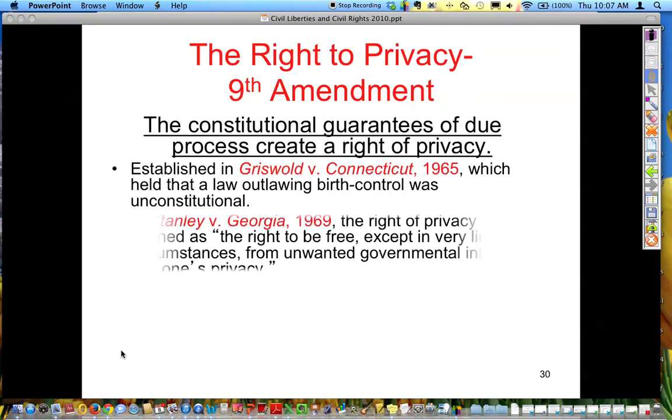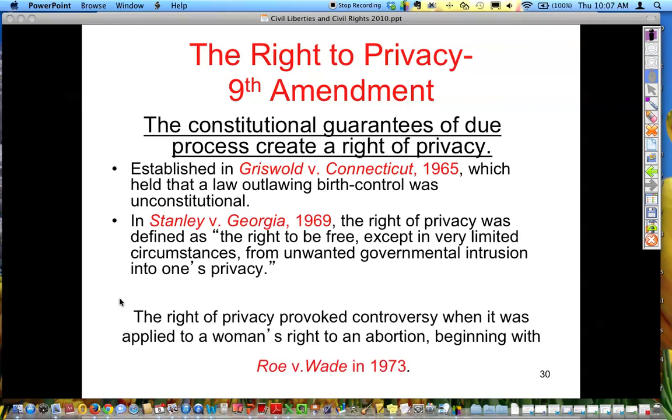The last part that I want to look at is the Ninth Amendment. This is unenumerated rights, and the Supreme Court has said that there is a degree of privacy which they have ruled under the Ninth Amendment. I've talked in class before about Griswold versus Connecticut, which held that the Connecticut law outlawing birth control was unconstitutional due to privacy. In Stanley versus Georgia, the right of privacy was defined as the right to be free, except in very limited circumstances, from unwanted governmental intrusion into one's privacy.